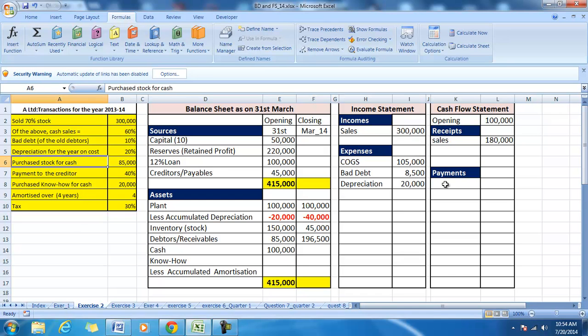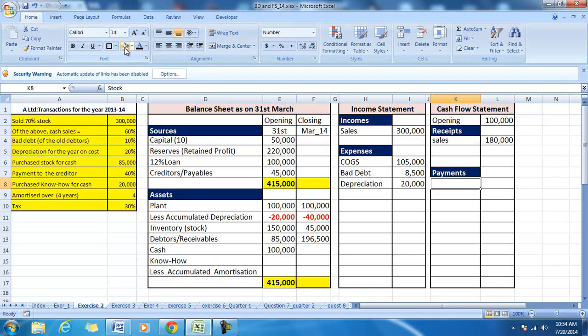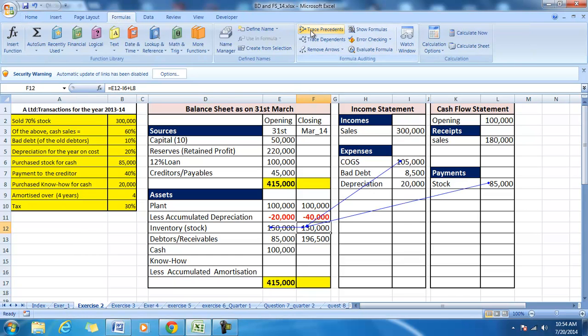And we purchase stock for cash. Stock will now increase to the extent of 85,000. So the stock available will go up by 85,000. Acquisition of an asset resulted in an outflow of cash. We can see the change in stock. The stock was 150, stock sold 105, and stock purchased 85. So stock available is 150 minus 105 plus 85,000.